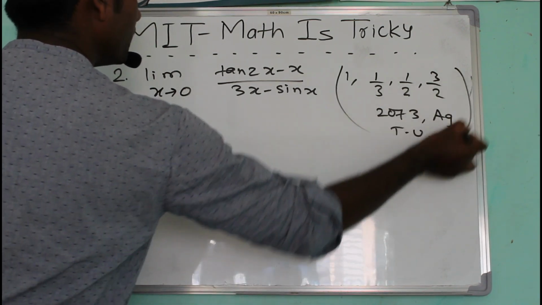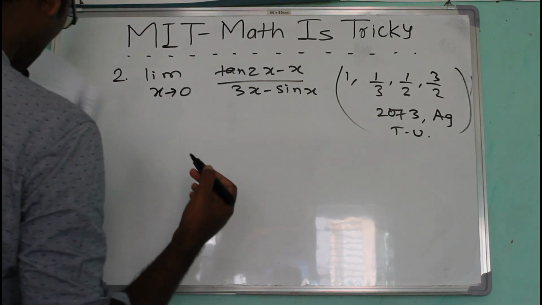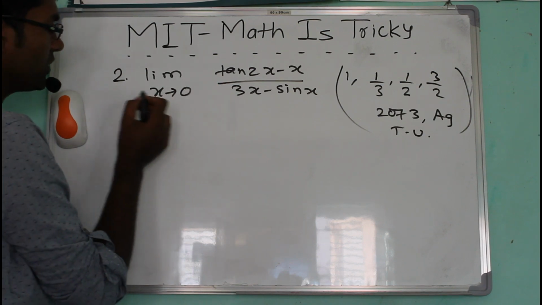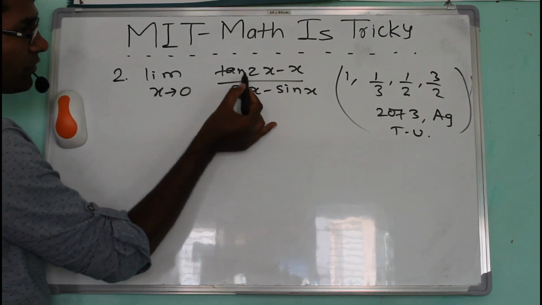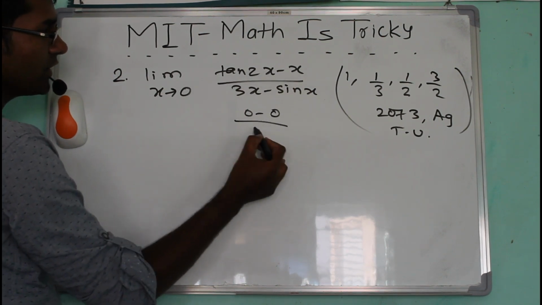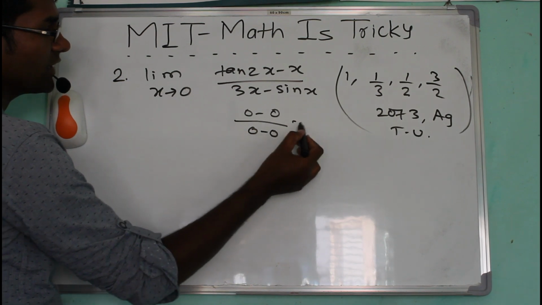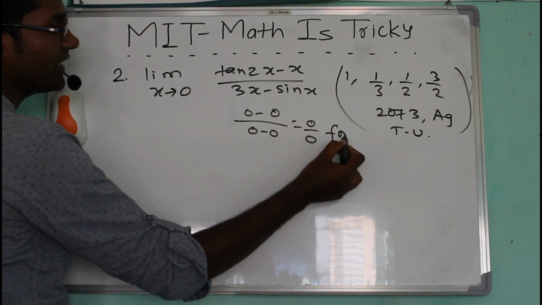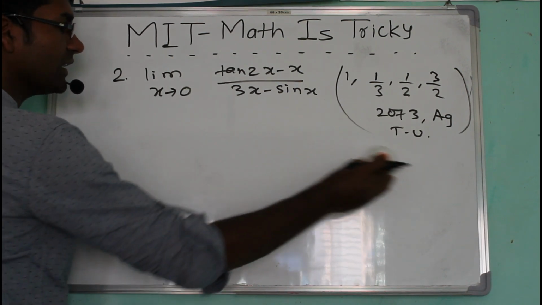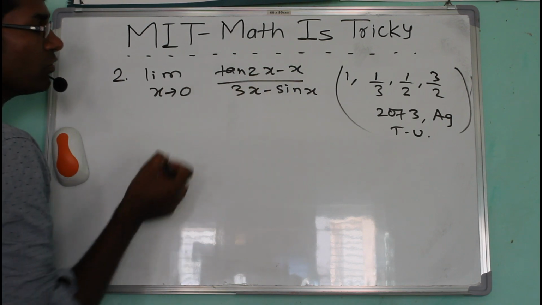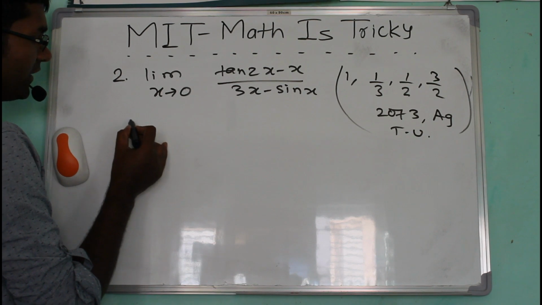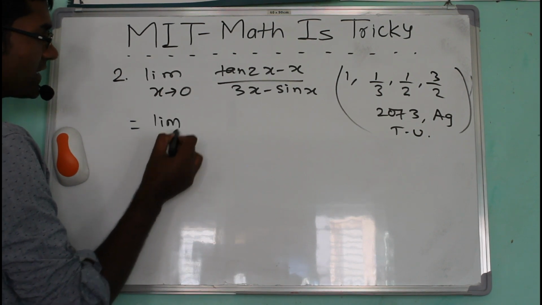So we have to solve this. Let's see the solution. It takes 0 by 0 form, because tan 0 is 0, 0 minus 0 is 0, and in the denominator 0 minus 0 is 0, so it is 0 by 0 form. Again, as I told you, we can use both methods, either L'Hospital rule or the other method. So let's see the answer. First, I'm going to solve this by the first method, where x tends to 0.